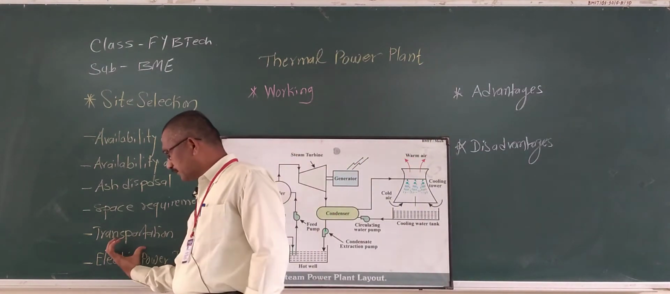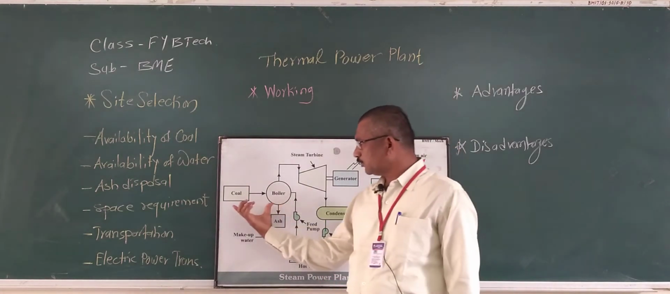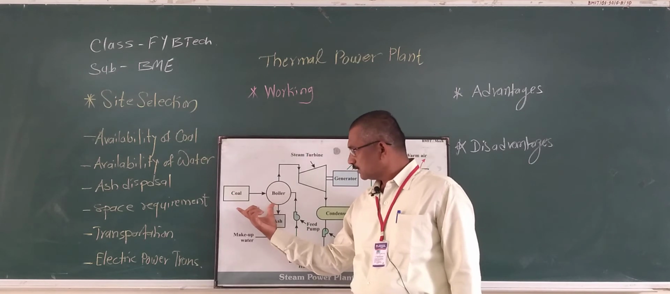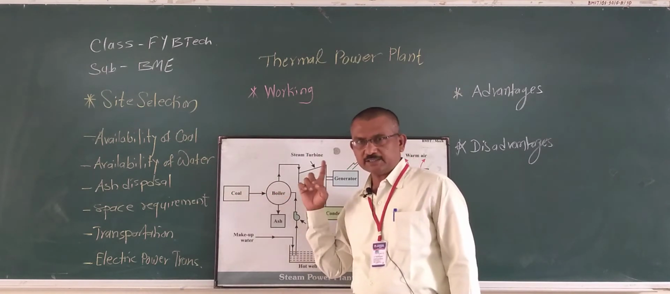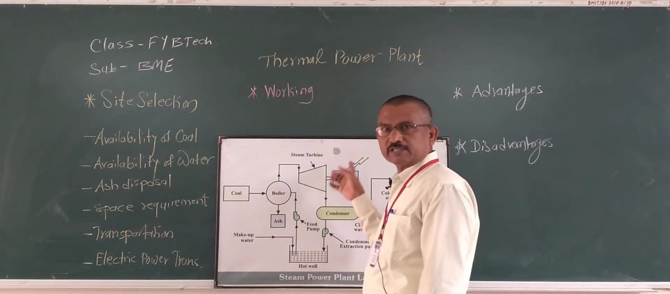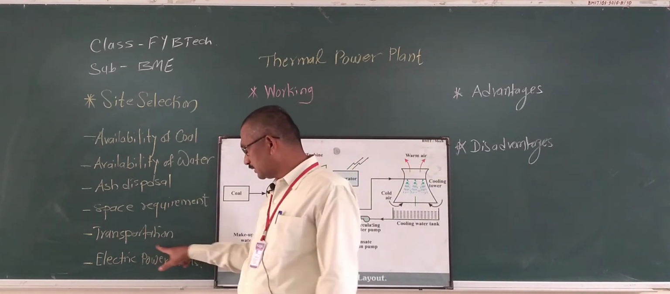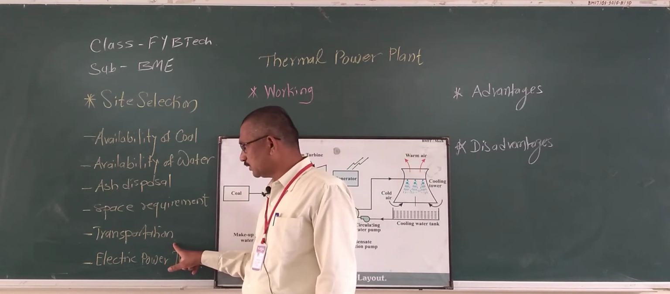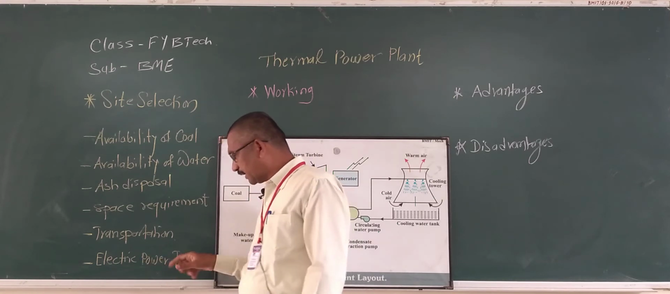Next one, transportation. As I told you, the coal transportation is the most important, isn't it? The coal transportation charges should be minimum. To minimize it, one thing I told you is that the coal mine should be nearer to the site, or the site should be nearer to the coal mine. And second, in case of transportation, we use trains or railways, so that the transportation cost gets reduced.